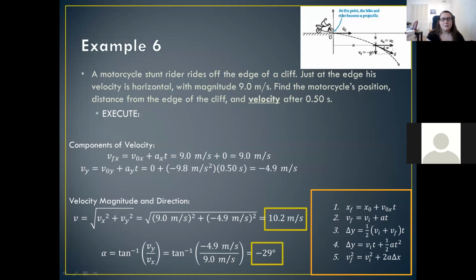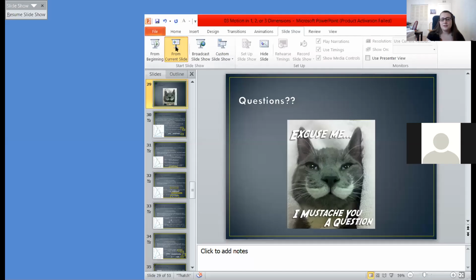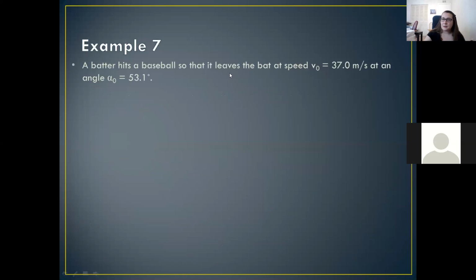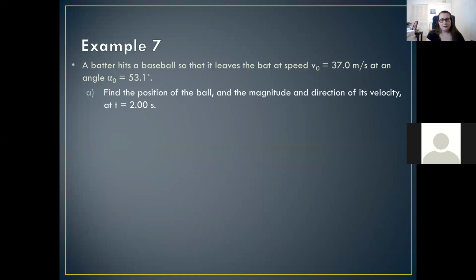I'm not seeing any questions coming in, so we'll continue with example number 7. A batter hits a baseball so that it leaves the bat with a speed of 37 meters per second at an angle of 53.1 degrees. And so part A of this question asks us to find the position of the ball and the magnitude and direction of its velocity at a time of 2 seconds.